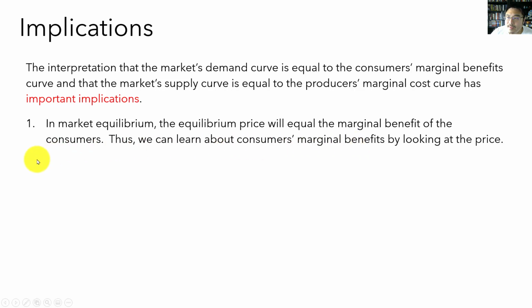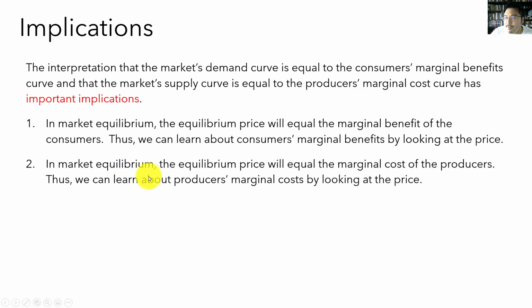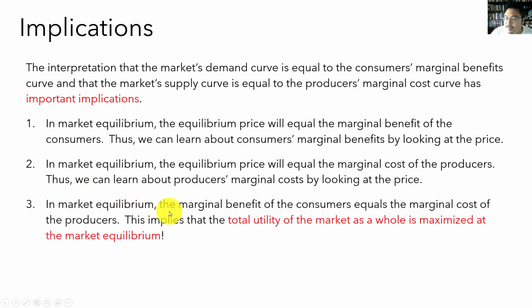The price is going to tell us how much the marginal consumer values the good that he's buying in the market. Second, it says that in the market equilibrium, the equilibrium price will equal the marginal cost of the producers. And so we can learn something about producers' marginal costs by looking at the price. The price in the market is going to equal the marginal cost of the marginal producer. And third, it says that in market equilibrium, the marginal benefit of the consumer equals the marginal cost of the producers, right? And what's maximized when marginal benefit equals marginal cost? That's right, utility is maximized, right?